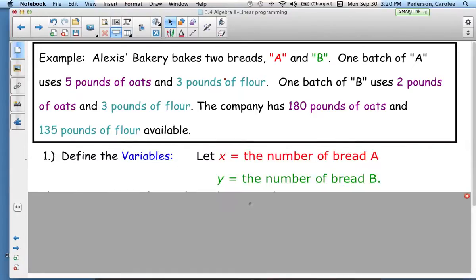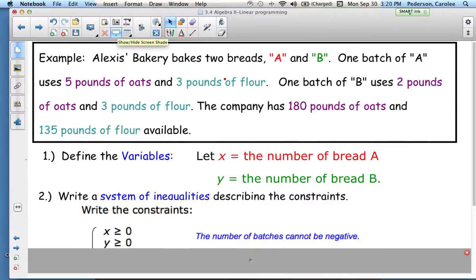So step 1, we want to define the variables. There are 2 variables: how many loaves of bread A, and then how many of bread B do we want? So those are your X's and your Y's. Then step 2 is to identify your constraints or your inequalities.